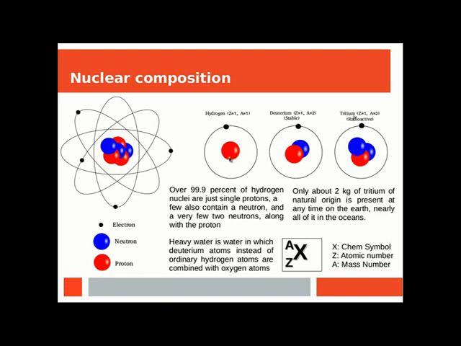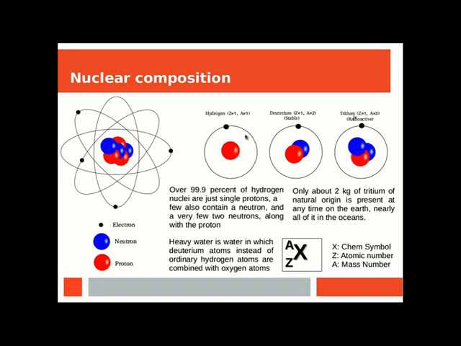Nucleus contains two types of particles, protons and neutrons. The simplest nucleus is of hydrogen, which contains one single proton. Deuterium is the next. It contains one proton and one neutron, and tritium contains two neutrons and one proton. Atomic number of all these three is the same, but mass number is different because of different number of nucleons.